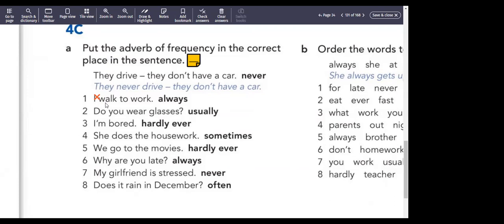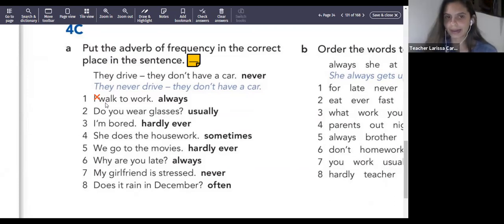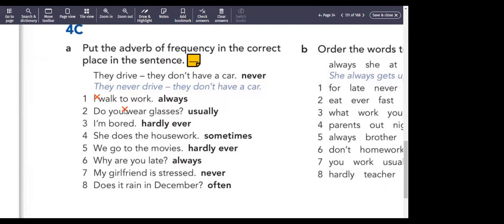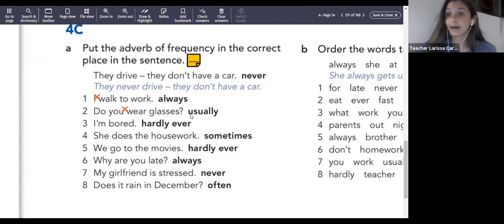Do you usually wear glasses? Do you know glasses? Glasses. Do you usually wear glasses? Por que a gente vai colocar aqui, Cecília? Porque, calma. Because it's the verb to be. Are you sure? No. Because it's a question. In a question, the adverb comes after the subject. Do you usually wear glasses? Great. Next one, number 3.